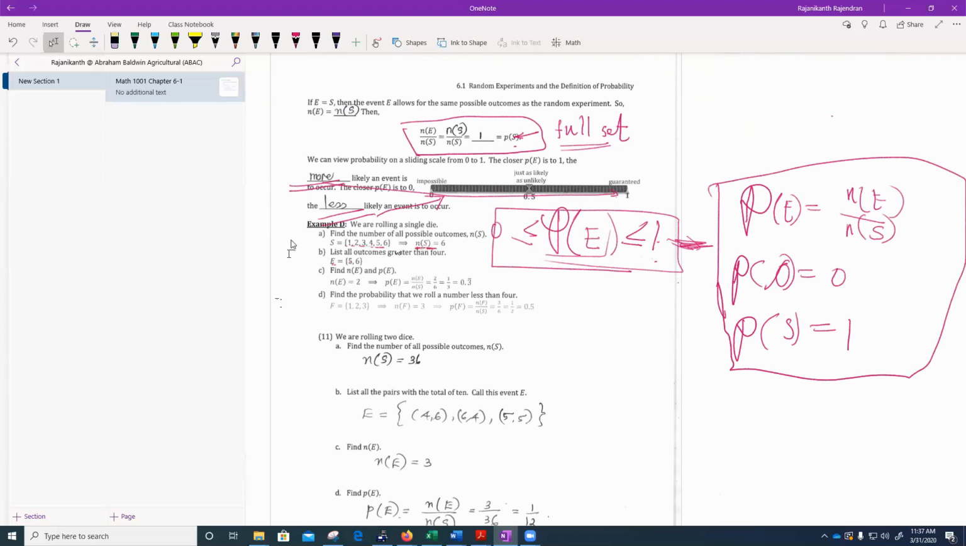What is the meaning of this? This means counting how many outcomes are in your set S: 1, 2, 3, 4, 5, 6. There are 6 of them. Therefore, n of S is 6.